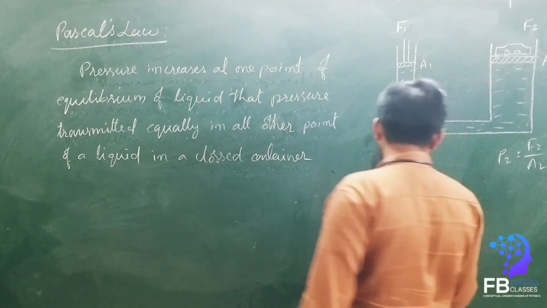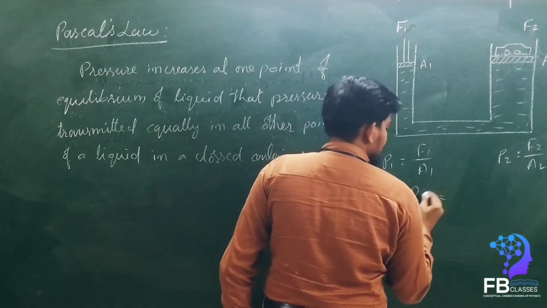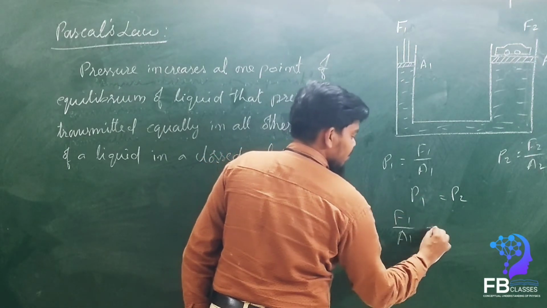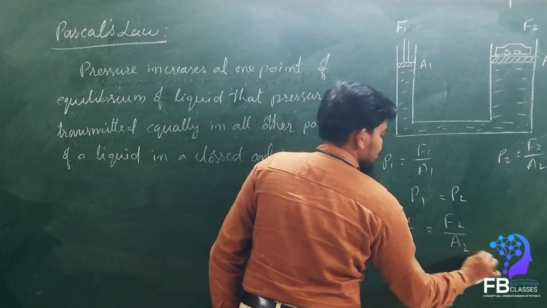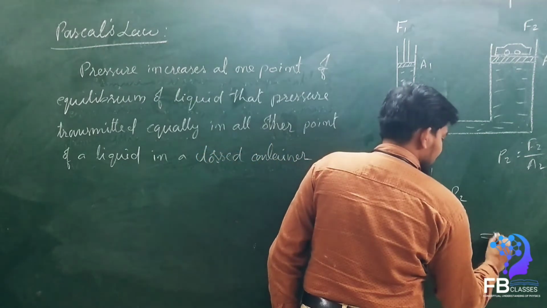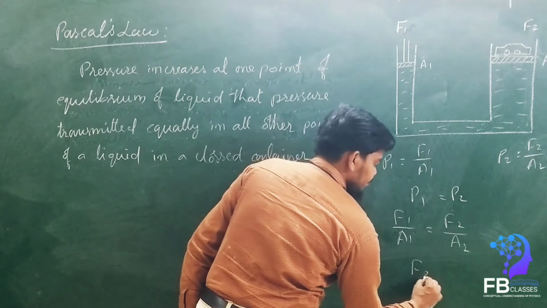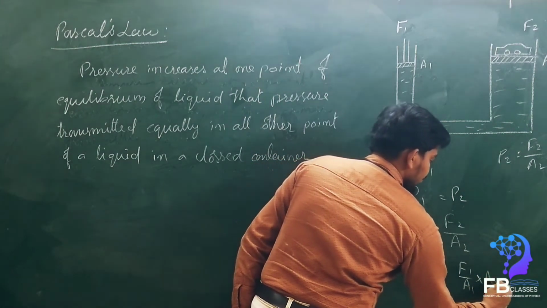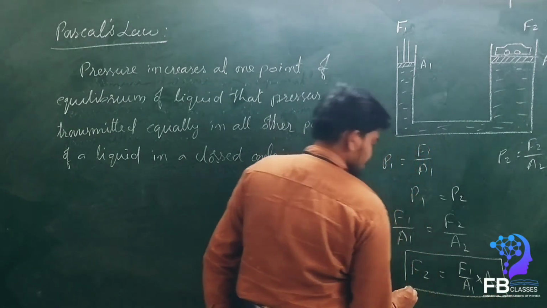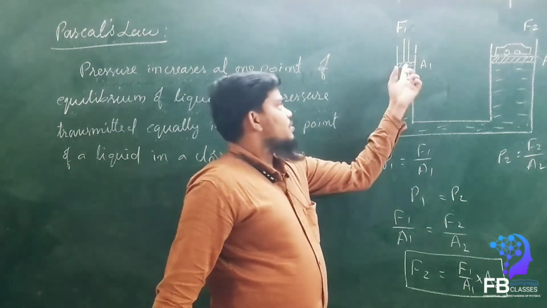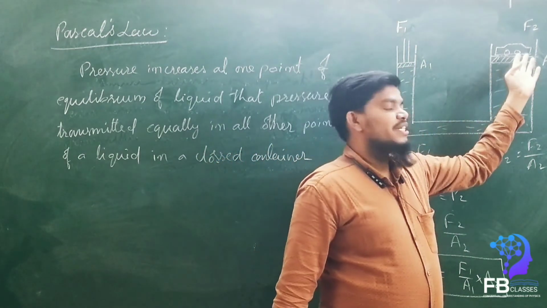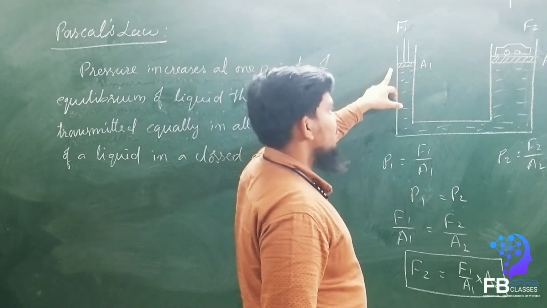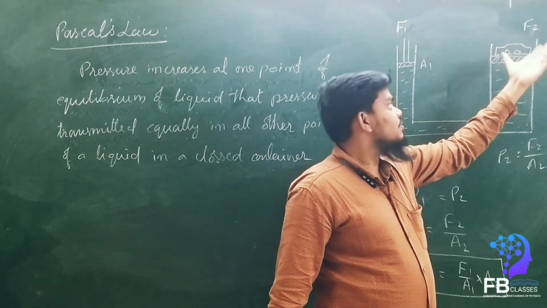So P1 is equal to P2, yes or no? The pressure will be the same, it will be transmitted the same. So F1 upon A1 is equal to F2 upon A2. For the mechanical advantage, F2 is equal to F1 upon A1 into A2. So if a small force is applied on the smaller piston, then the larger force will be generated on the larger piston.